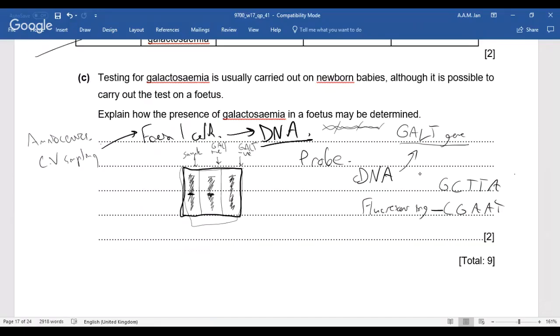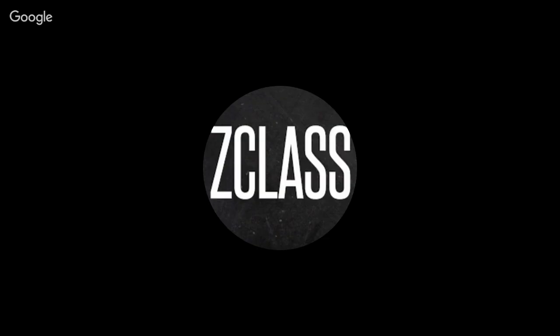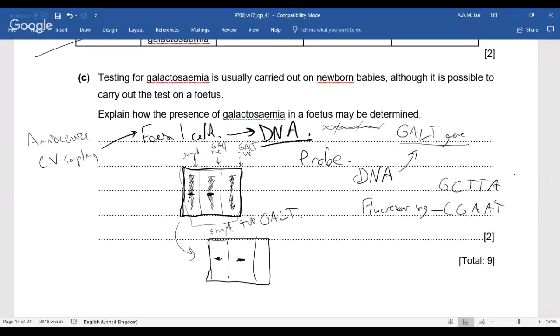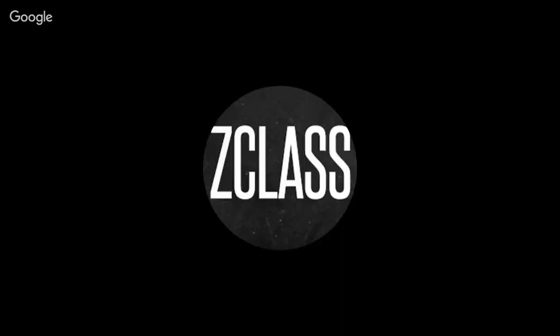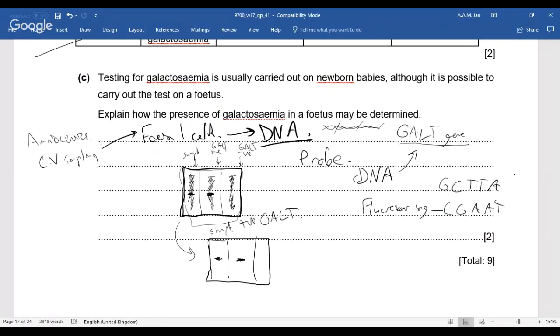And you then take the absorbent paper off, and you process that, and what you might see is something like this. That way, you know that the sample for the baby is positive for it. Okay. Makes sense. Does that make sense? Any questions about that technique or anything about galactosemia? Not for me right now. Okay, let's move on then.